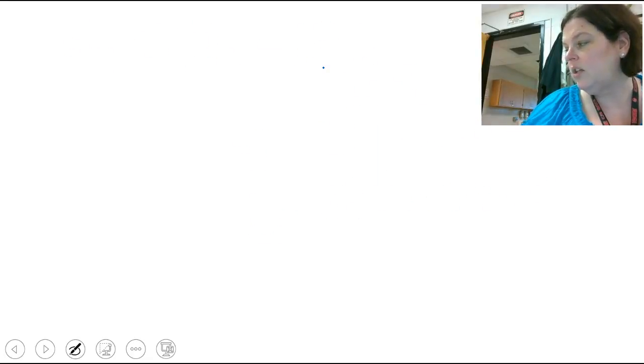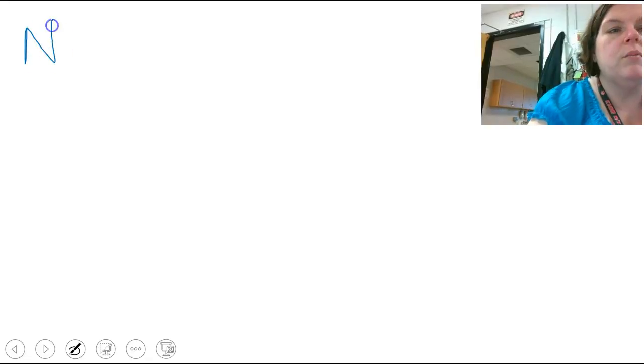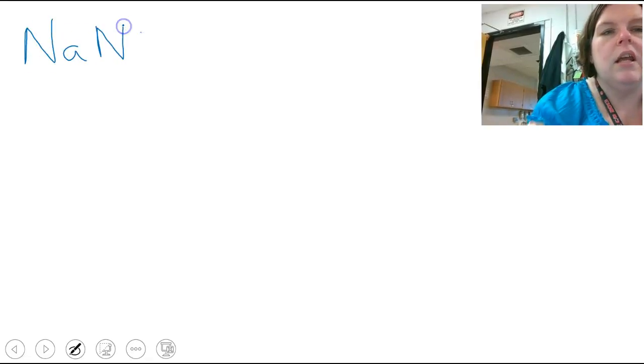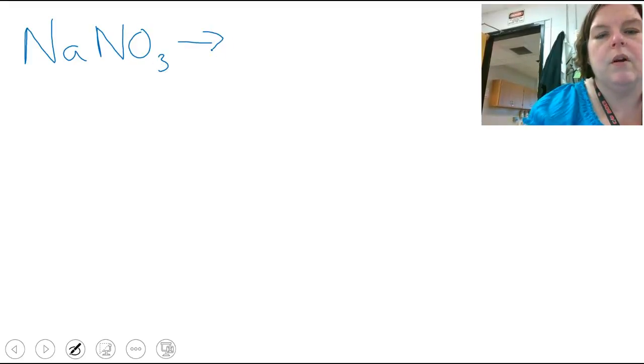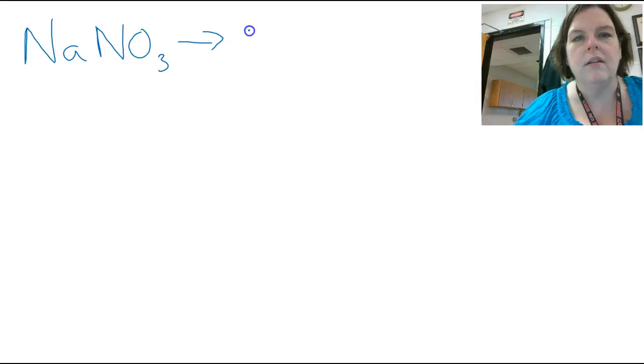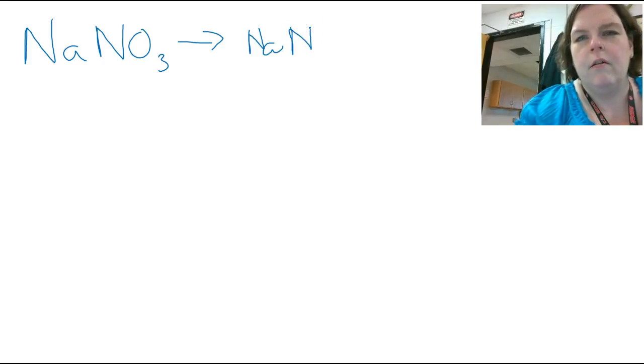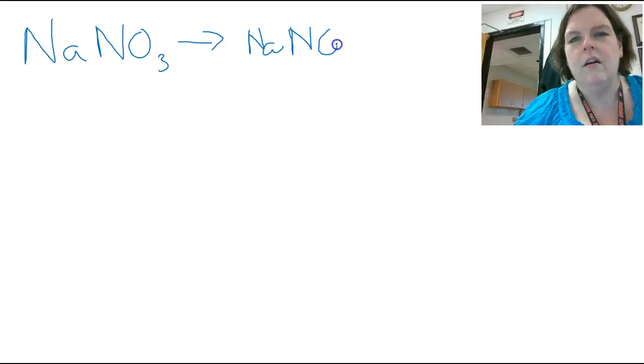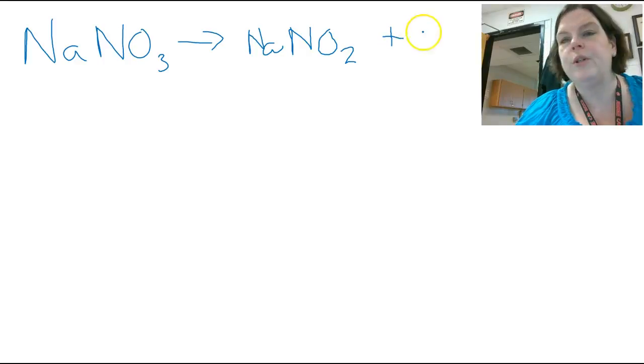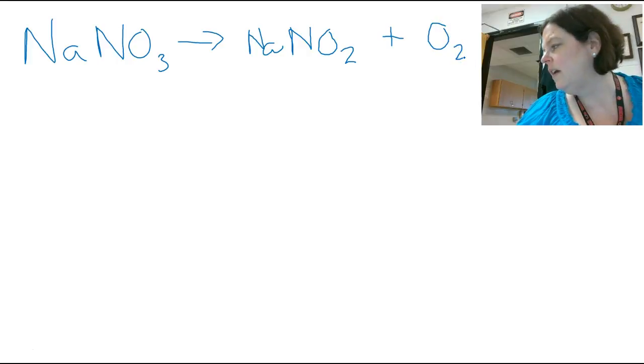All right, this is a decomposition example, also reinforcing what we talked about. NaNO3 yields, and this is where we messed up last time. Okay, it's NaNO2 plus O2. So this is what we get here.